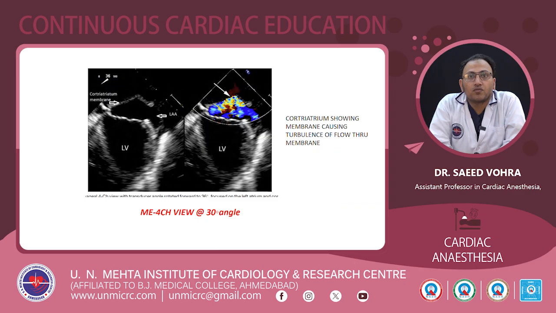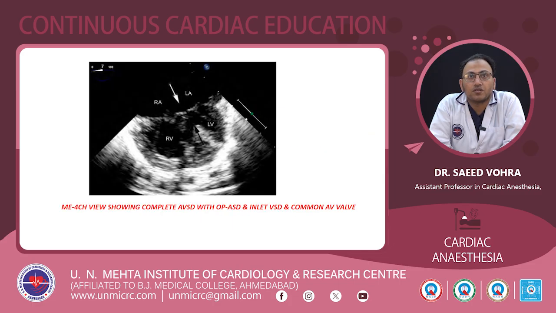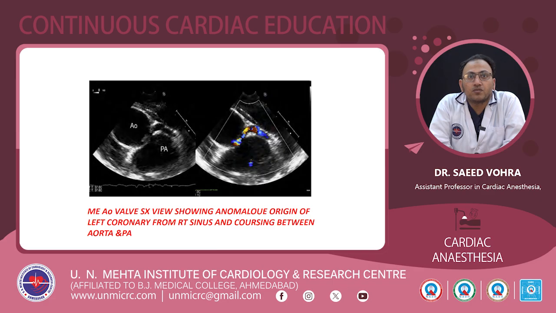Then there is a mid-esophageal four-chamber view of a patient with cor triatriatum. There is some turbulence of flow through the membrane, which divides the left atrium into two chambers. Here is a four-chamber view of an AVSD patient showing the ostium primum ASD with a common AV valve and the inlet VSD. This is a mid-esophageal aortic valve short axis view showing the anomalous origin of the left coronary artery from the right sinus of Valsalva, and the coronary artery coursing between the PA and aorta can be seen in color Doppler.